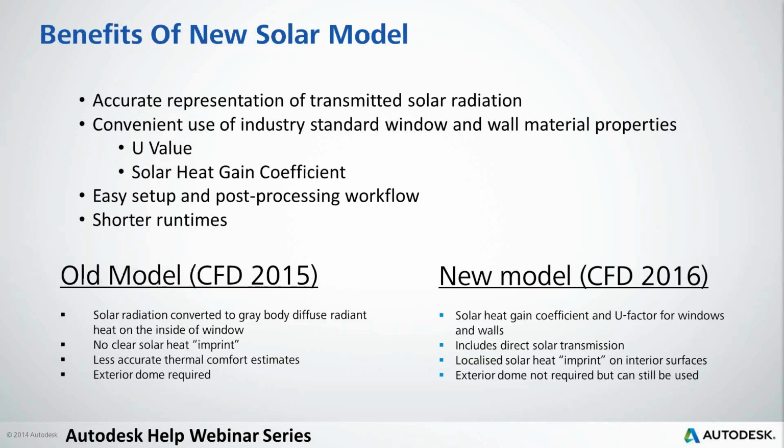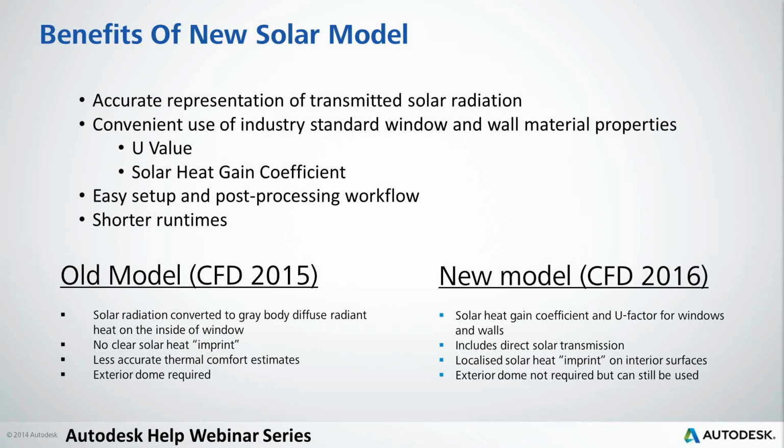So the benefits are that we can now more accurately represent radiation as it's transmitted through different media. That includes glass and walls. We can use more industry standard values, so instead of just using a conductivity and density like all of our standard materials, now we can apply U values and a solar heat gain coefficient. They're more industry numbers that you might find on data sheets. Personally, I've found that I've got much shorter run times because we don't need to model a solar dome anymore. So the mesh count is lower, and you get results faster.